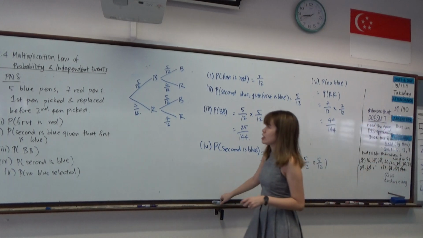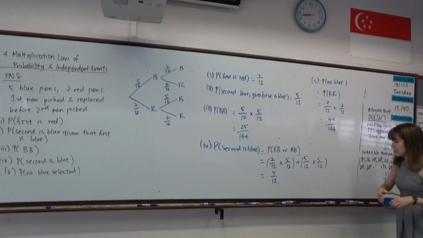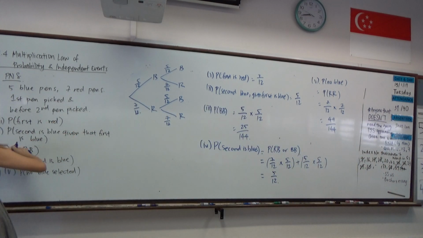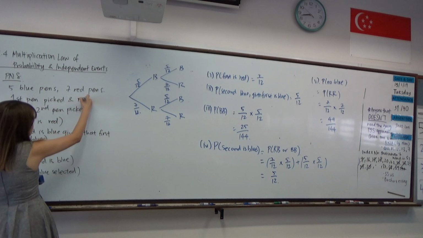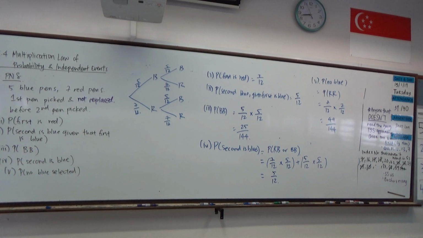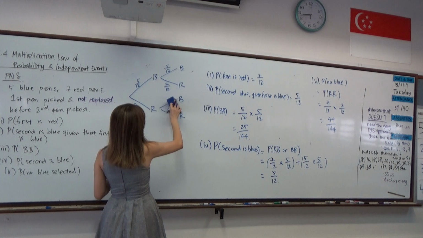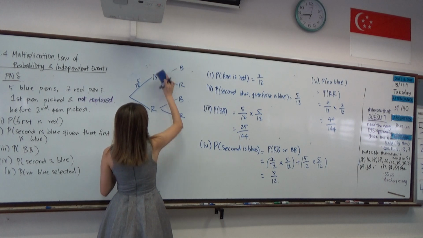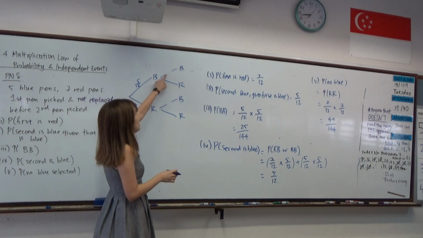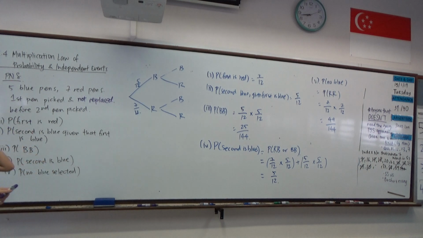Okay, let me just tweak this question. Now what if I were to change this, so that instead of being replaced, the first pen is picked and then not replaced before the second pen is picked. So this will affect the probability that we have over here. So what would the probability be for the second pen to be blue if the first pen were to be blue? What's the probability going to be?